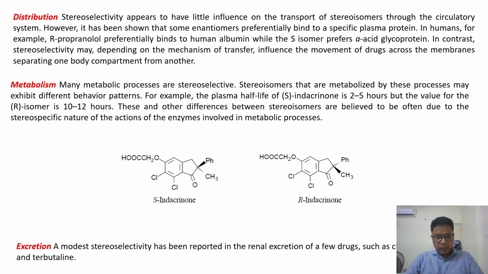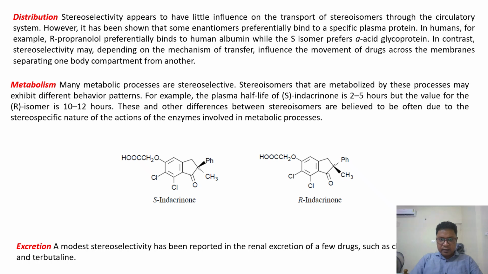Next, metabolism. Many metabolic processes are stereoselective, as we know that the enzymes or catalysts are chiral in nature. So stereoisomers that are metabolized by this process may exhibit different behavior patterns. For example, the plasma half-life of S indoprofen is 2 to 5 hours, but the value for the R isomer is 10 to 12 hours. So we can see how the stereochemistry is influencing the overall metabolism of the particular drug molecule. One enantiomer is easy to metabolize, another is more difficult to metabolize.